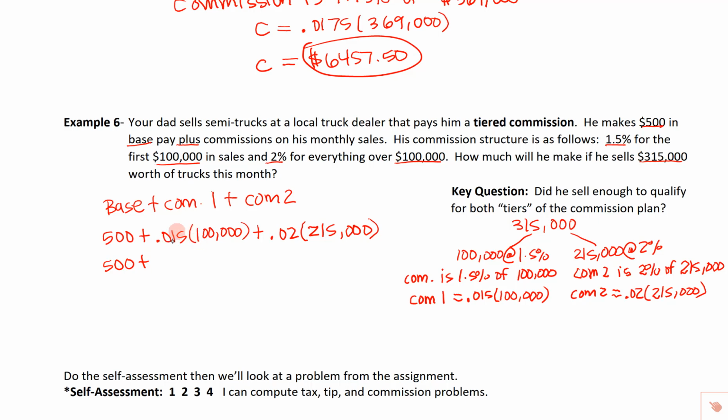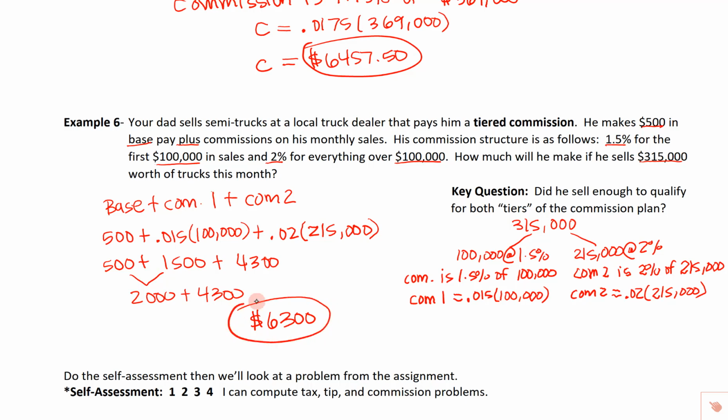So 0.015 times 100,000, that gives us $1,500. And then commission 2, let's figure out what that is. So 0.02 times 215,000, that gives us $4,300. Now we just need to add these all together. So 500 plus 1,500 is 2,000. And then we're going to bring down this 4,300. So 2,000 plus 4,300, your dad ends up getting $6,300 in commission.